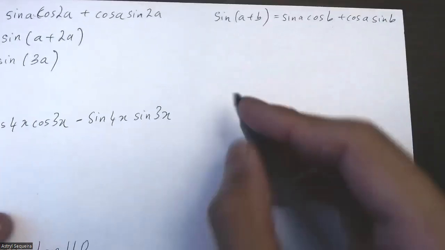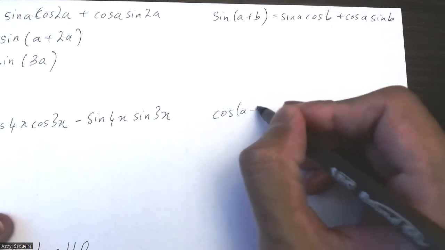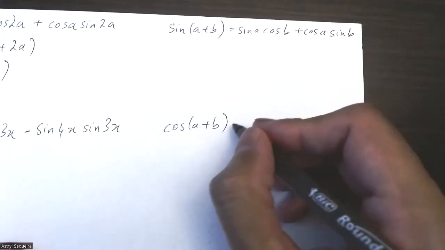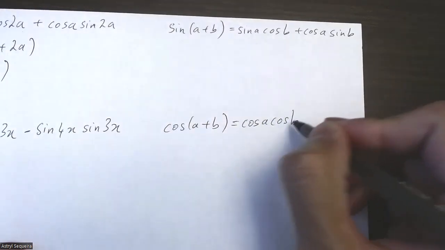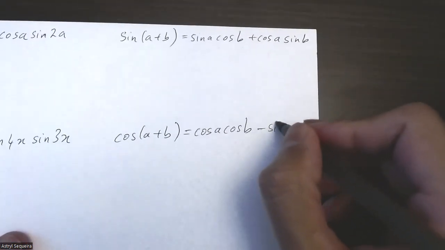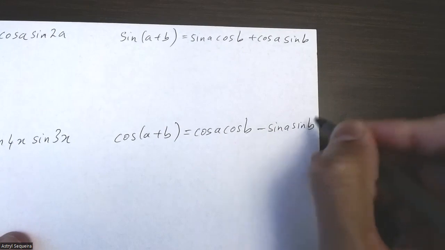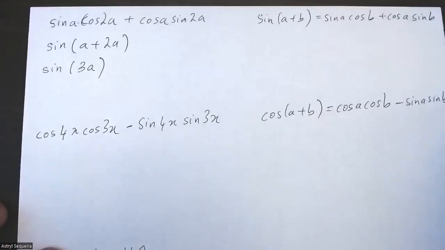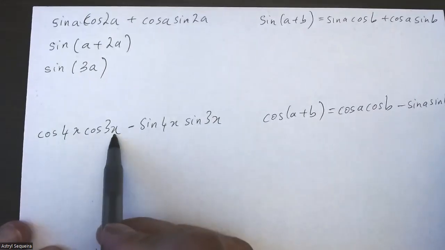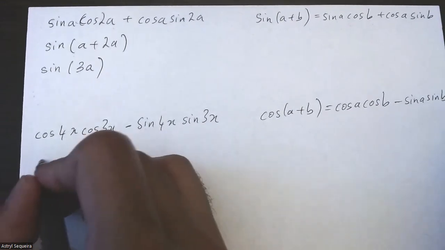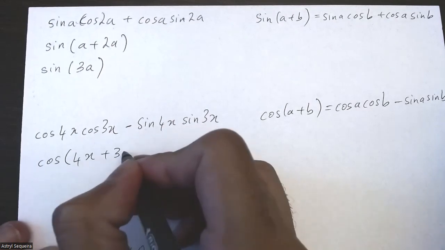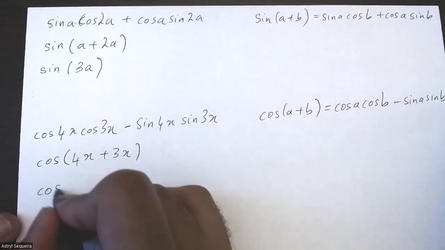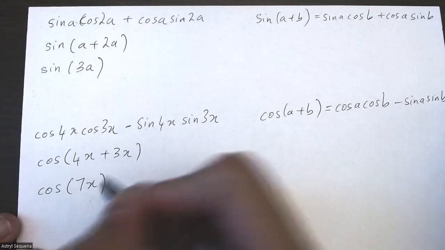Over here, this is the formula for cos A plus B. Remember, signs are the opposite for the cos equations. Cos A cos B minus sine A sine B. So A is just 4x and B is just 3x in this question. So this just simplifies to cos of 4x plus 3x, which is just cos of 7x.